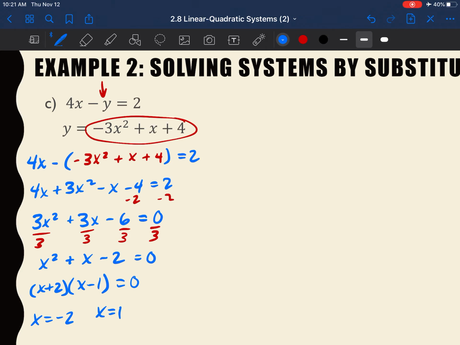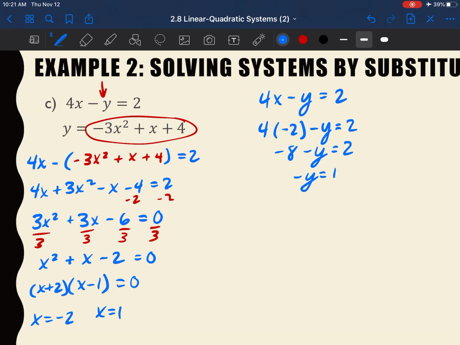And then same steps. So 4x minus y equals 2. Remember, you can plug it into the other one, but that's a lot more work. So plug in a negative 2 to start. So negative 8 minus y equals 2. Add 8 to both sides, so negative y is equal to 10. Divide by negative 1, so y is negative 10. So first solution is negative 2 for the x, negative 10 for the y.